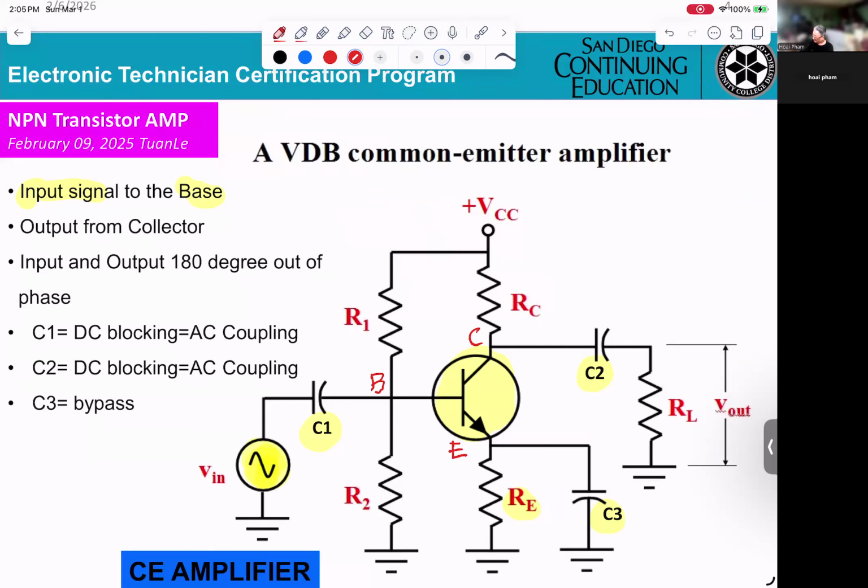So the input is applied to the base. Output from the collector. This is the output here. Okay. Input, output.